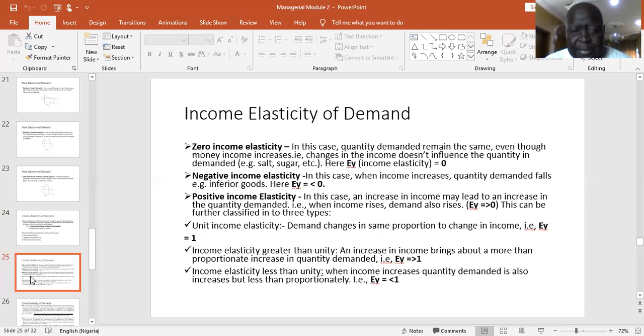Then positive income elasticity. In this case, an increase in income leads to an increase in the quantity demanded, i.e. when income rises, demand also rises. So elasticity is greater than zero. This can be further classified into three types. Unit elasticity: demand changes in the same proportion as the change in income. Income elasticity greater than unity: an increase in income brings about a more than proportional increase in quantity demanded, i.e. when people get more money, they demand more of the commodity. So elasticity is greater than one. And then income elasticity less than unity: when income increases, quantity demanded increases, but by less than the increase in income. That means elasticity is less than one.